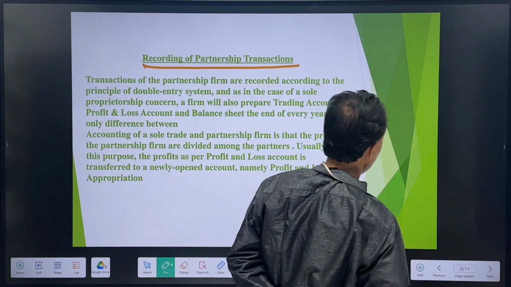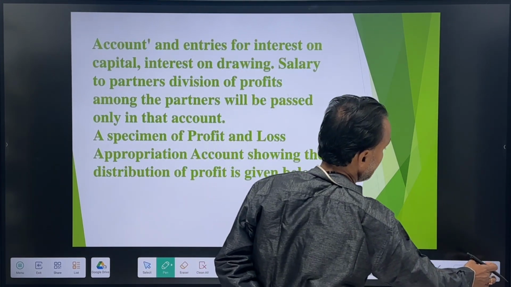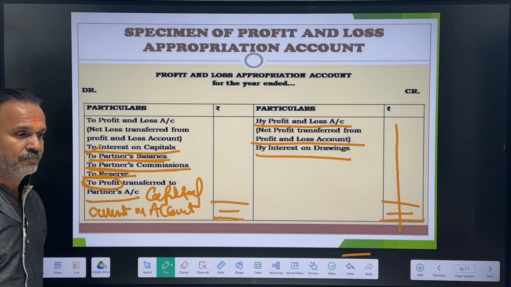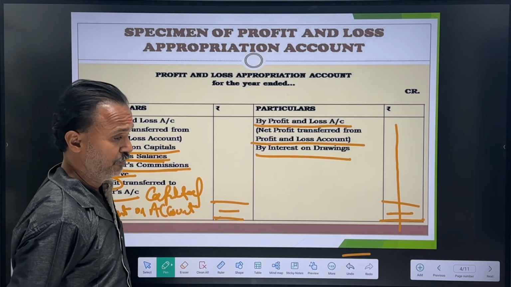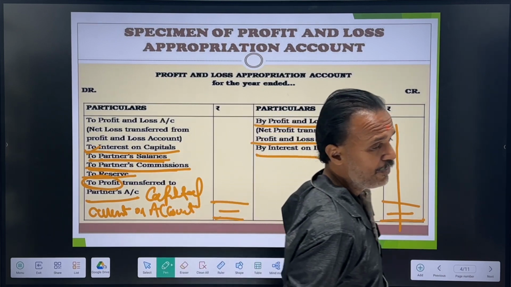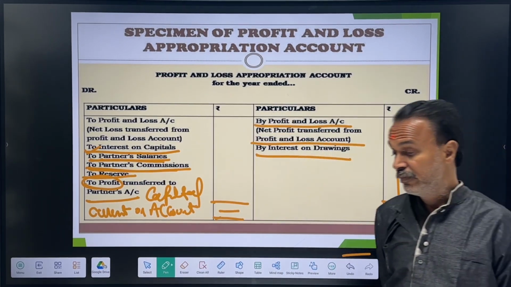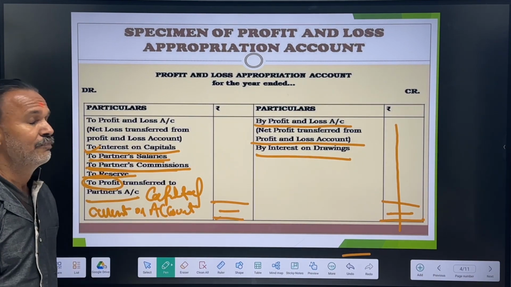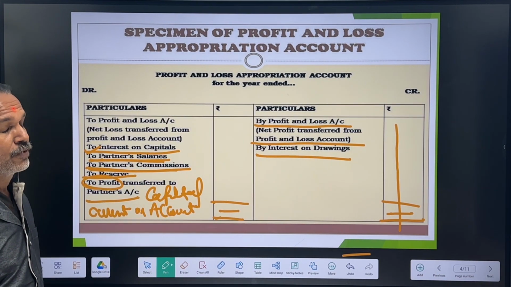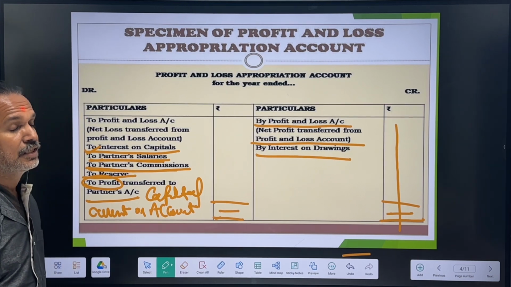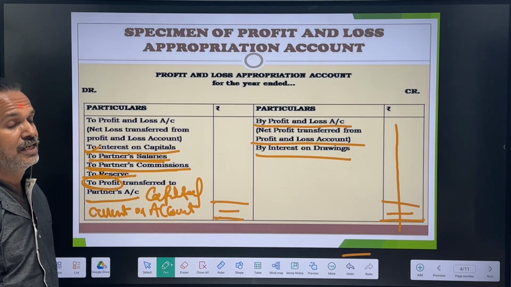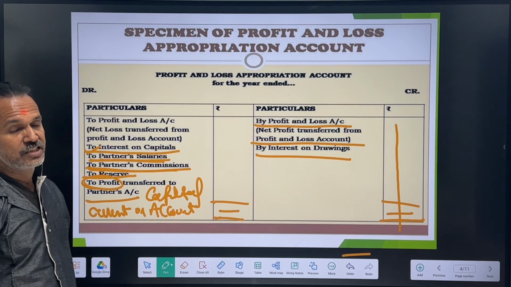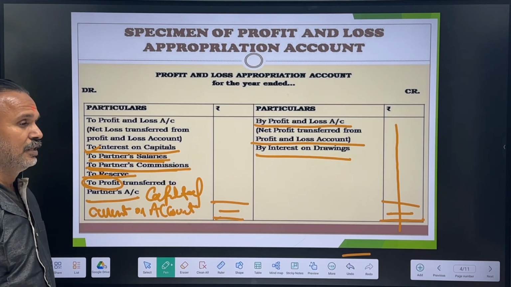First is PL appropriation account. PL appropriation account is an extension of profit and loss account. With the help of profit and loss account we know what is the profit or loss earned by the firm. But by the PL appropriation account we know how this profit is used by the partners. How much profit is given as interest on capital, how much as salary, and how much profit or loss is distributed among partners in their profit sharing ratio.